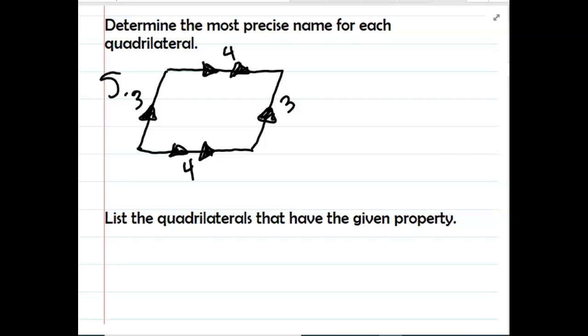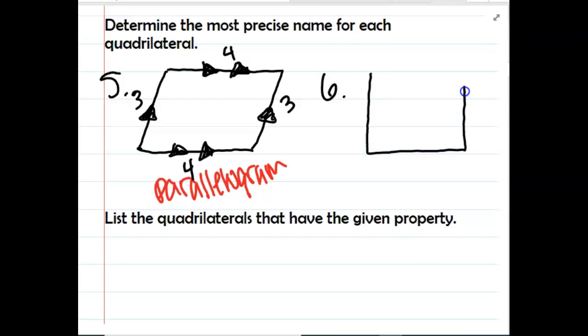Okay? Is it a rhombus? Rhombus would have to have 4 sets of congruent sides, so no. Okay? So what is it? It's just a parallelogram. Parallelogram. Okay, number 6. We'll do kind of the same thing here.